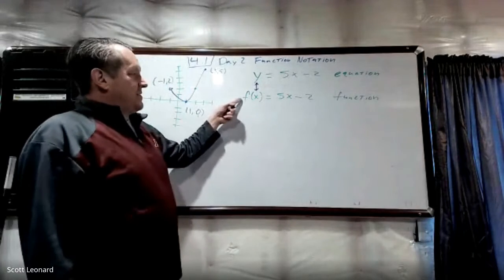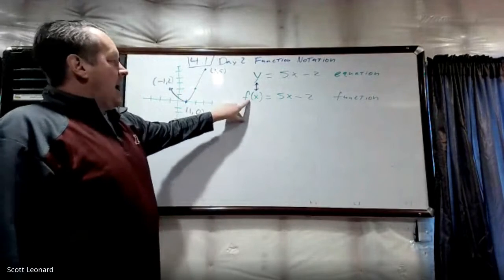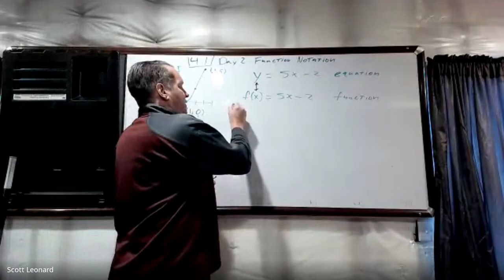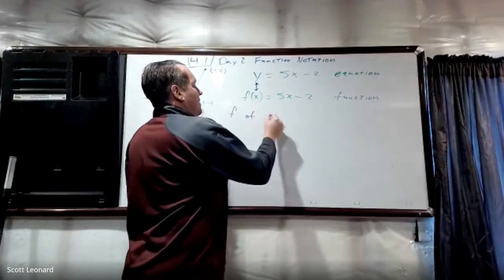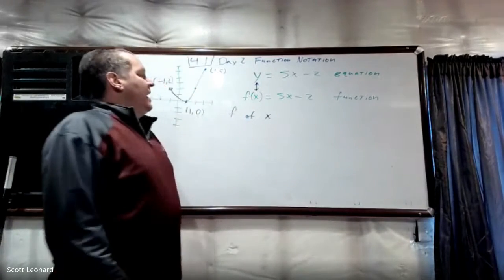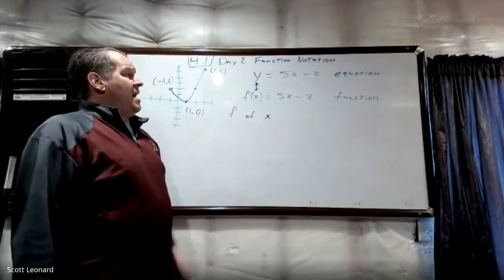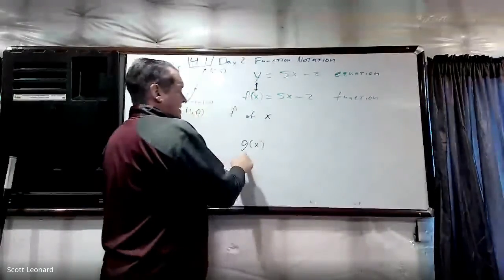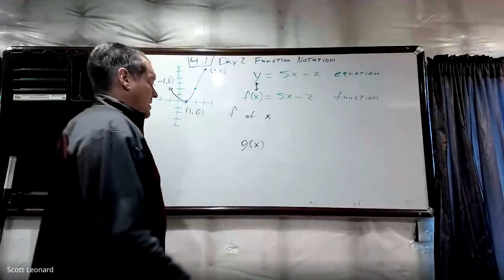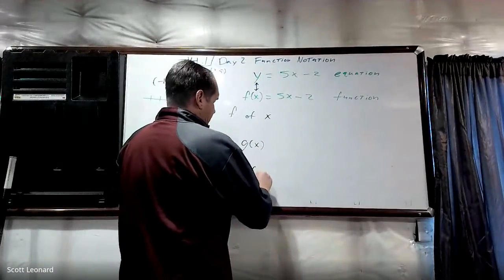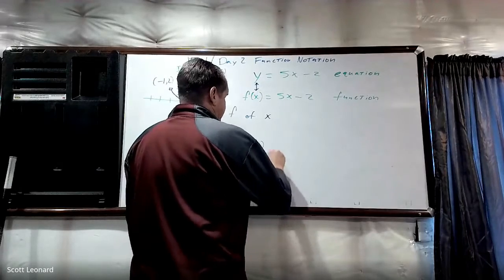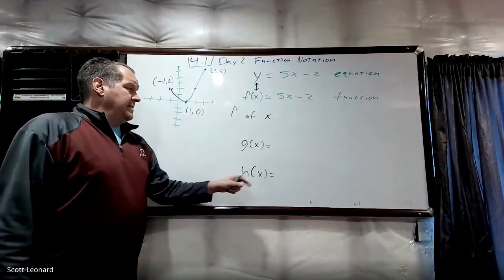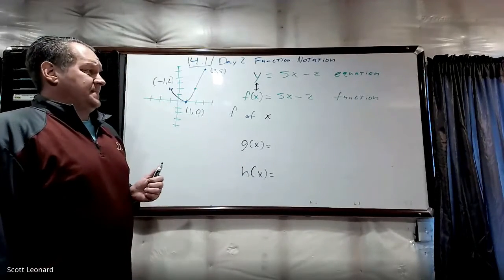This is written just as function notation. This does not mean f times x. This is pronounced f of x. It's just saying, hey, this is function f. If I give you another one, I use a different letter and say, hey, this is function g. And this could be another function, function h. Once again, these do not mean g times x, h times x. It's just naming the function.